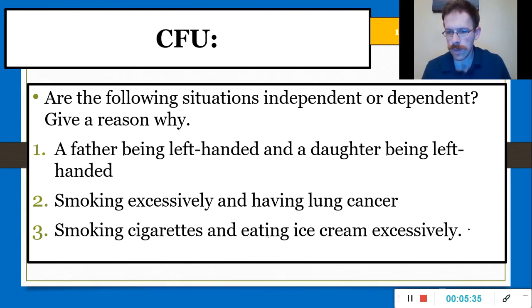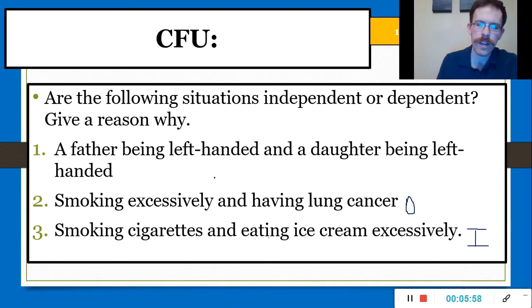Now, for this last one, independent. I might be wrong, I'm not a doctor, but I don't think smoking and ice cream consumption is connected. But even though I'm not a doctor, I would definitely say smoking excessively and lung cancer could definitely have a relationship together. Now this top one is very unique, a father being left-handed and a daughter being left-handed. That could very well be independent, but depending on what you believe about genetics, it could also be dependent. So I'm going to say that this one depends.